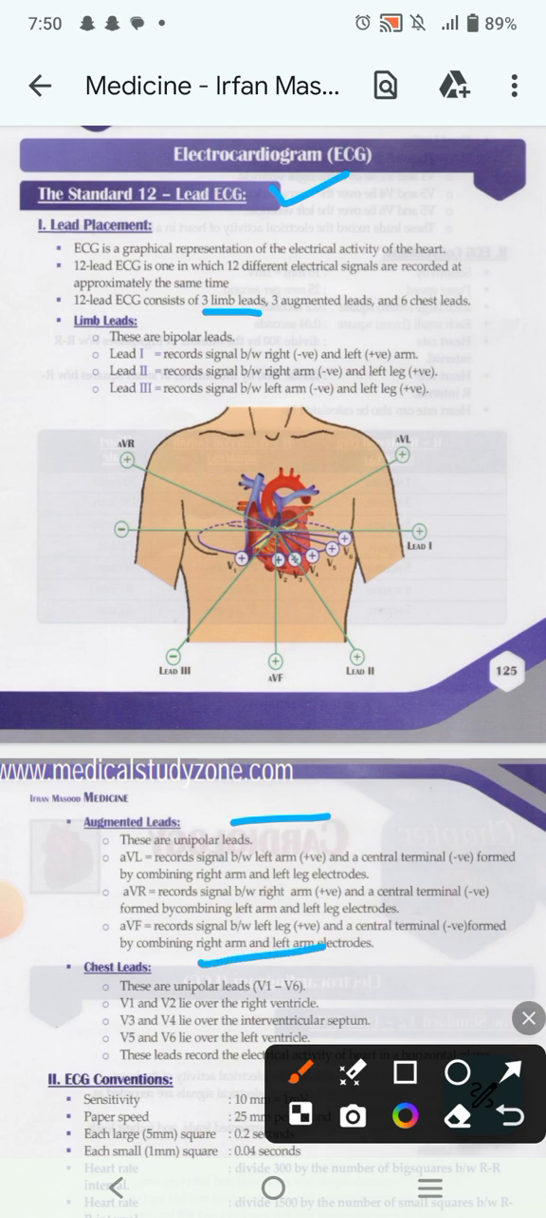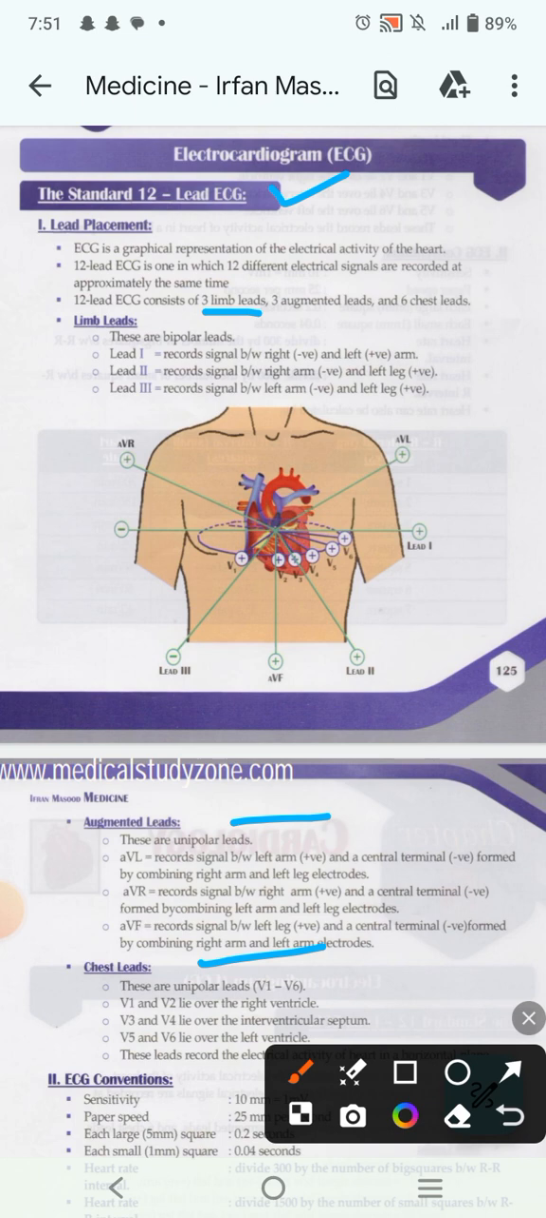And remember, 12 lead ECG doesn't mean that we place 12 electrodes onto the patient's body. No, it is wrong. Actually, 10 electrodes are placed onto the patient's body. I will discuss it later in detail. 6 electrodes are placed onto the chest of the person, and the remaining 4 electrodes are placed onto the limbs of the patient.